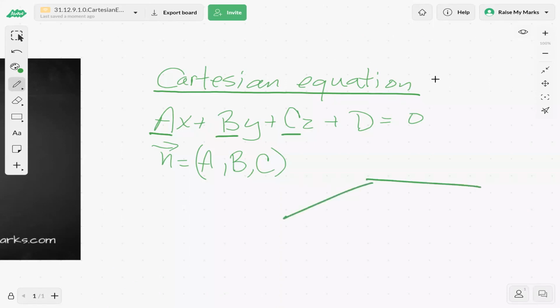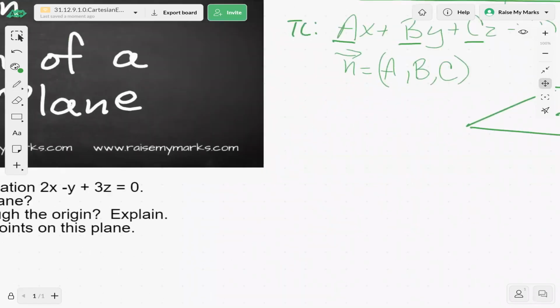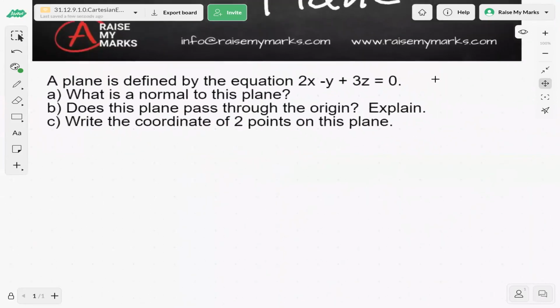So if we have our plane, this is our plane. Sometimes I use pi to denote a plane. This is our plane, and n is perpendicular to our plane. It's normal. All right, so we're going to use this form and answer a few questions.